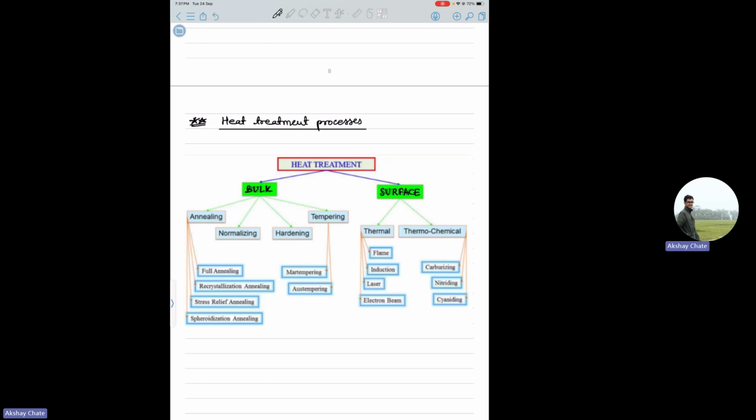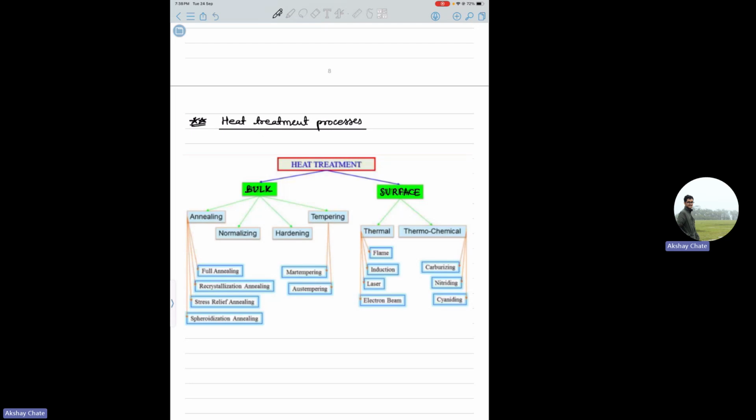So then what happens? See, annealing and all these bulk treatment processes are basically done to reduce the residual stresses in the bulk of the component, as well as to sometimes increase ductility, etc. Those things are done. And what is annealing, normalizing? I think the professor has explained those things in the class. You can also look it up.